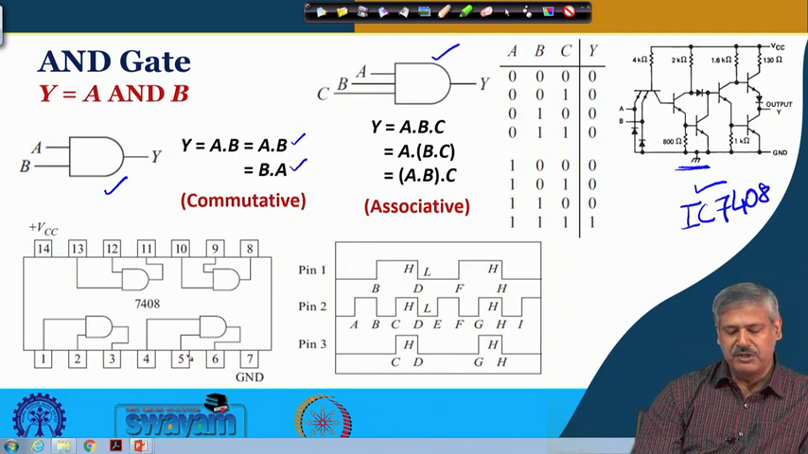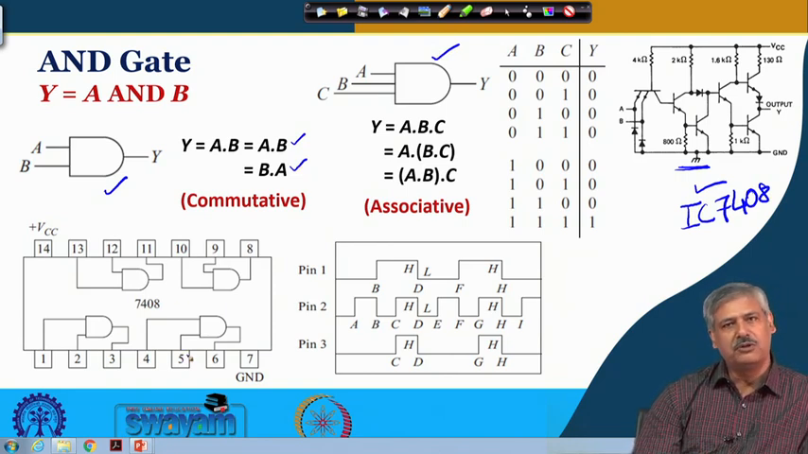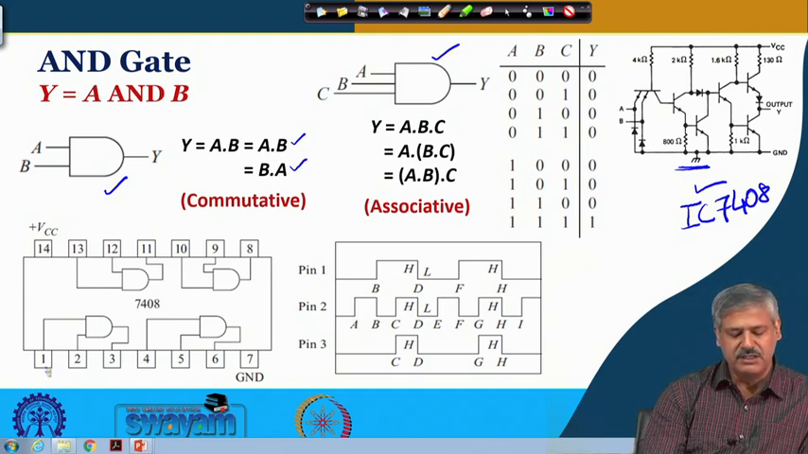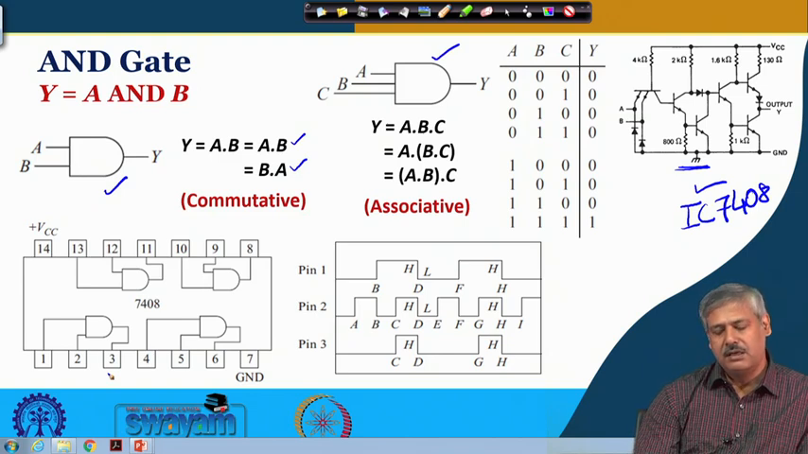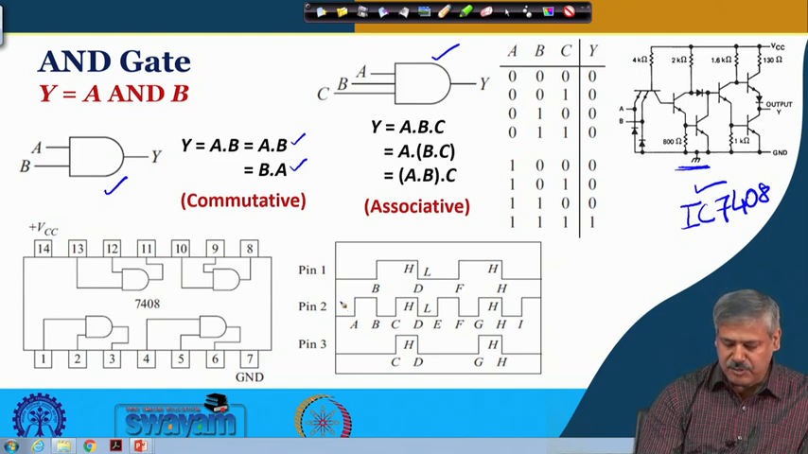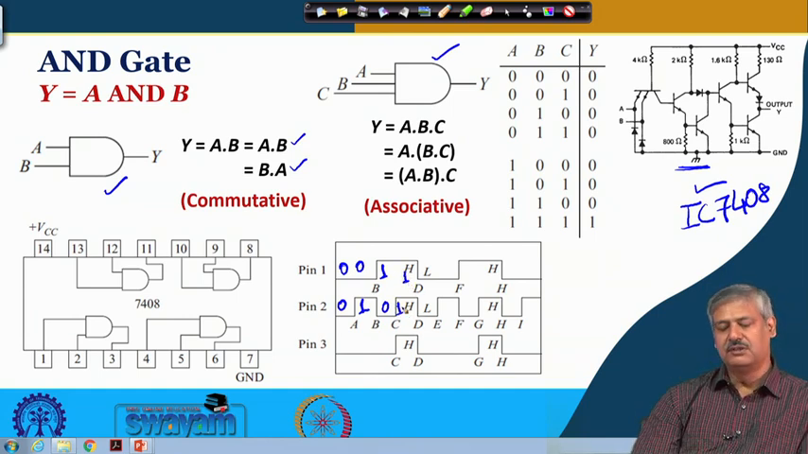So, IC 7408 is the structure in which 4 AND gates are arranged. VCC, ground, and this 1, 2 are the inputs and 3 is the output. If you send a rectangular signal like this, in which the arrangement is such that there are these possibilities: 0, 0, then 0 and 1, 1 and 0, and 1 and 1.